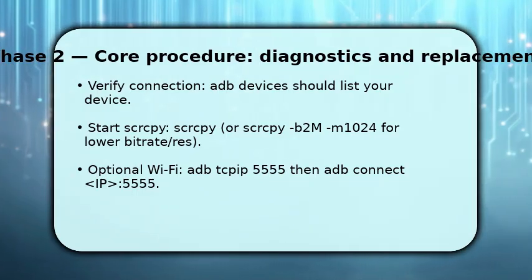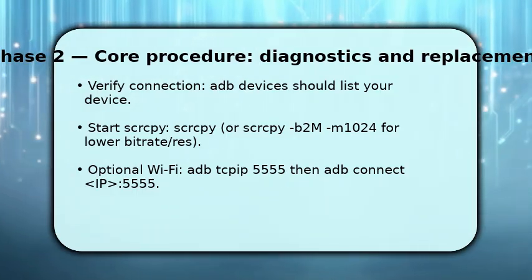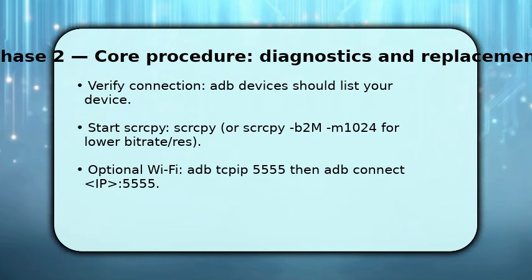To go wireless, run adb tcpip 5555. Find the phone IP, then adb connect 192.168.